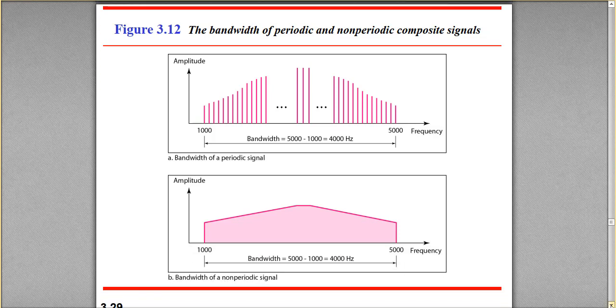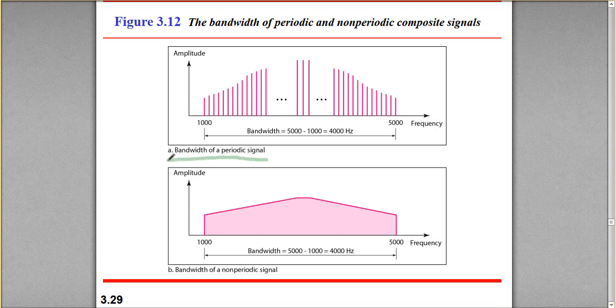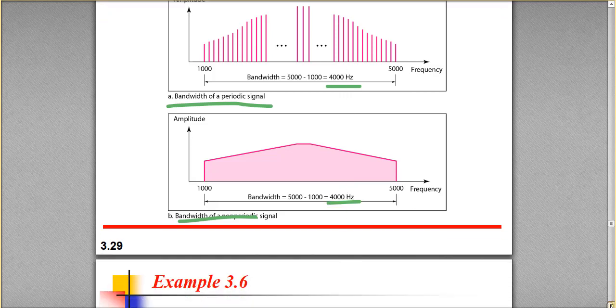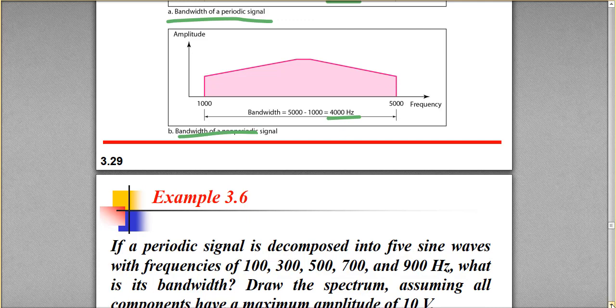Figure A represents a periodic signal in a frequency domain plot, while figure B represents a non-periodic signal in the frequency domain plot. The difference between the highest frequency and the lowest frequency in both cases gives us the bandwidth of the signal, which is 4000 Hz in each case. Let us now also solve a few problems on this concept.